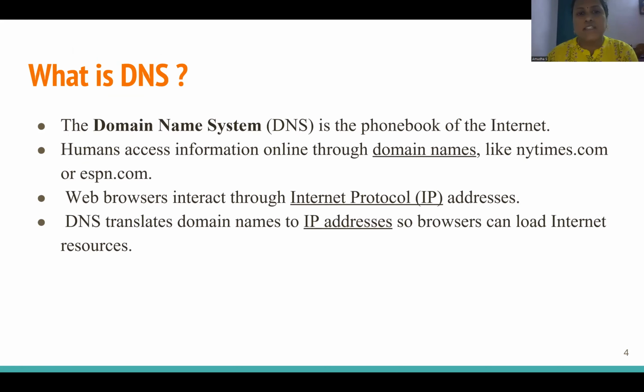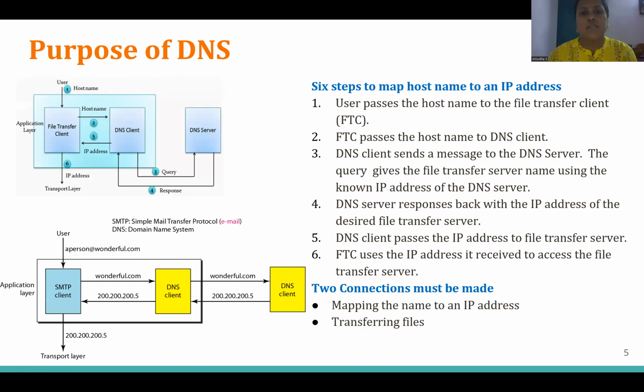So what is DNS? DNS is the Domain Name System, which is nothing but the phone book of the internet. Humans access information online through domain names like SRMIST.edu, nytimes.com, amazon.com, etc. Generally, the web browser interacts through Internet Protocol addresses. So this DNS system translates domain names to IP addresses, so the browser can load the internet resources accordingly.